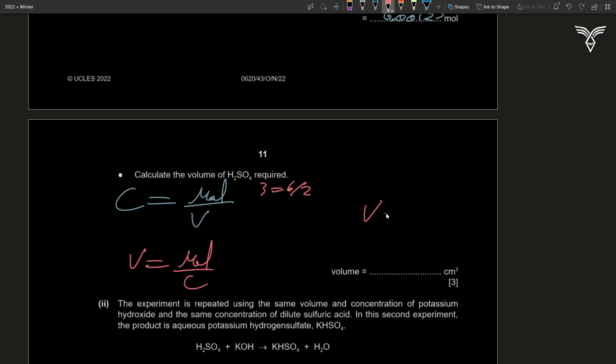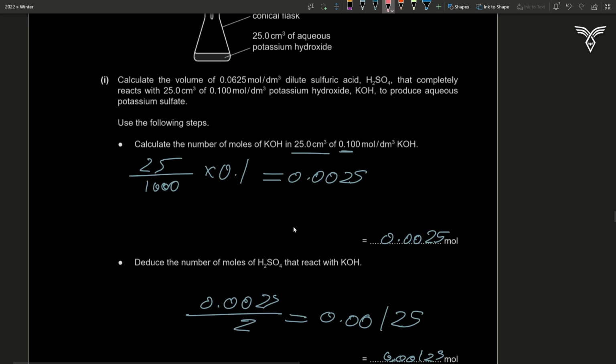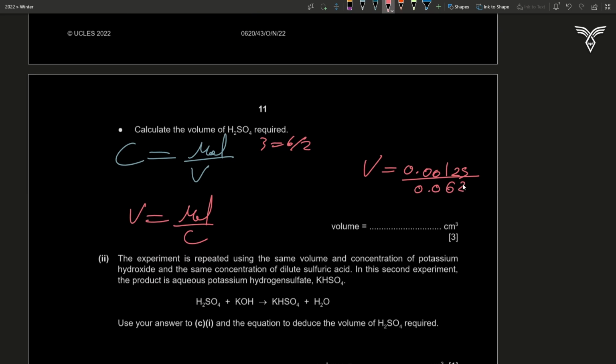يبقى V here is equal to المولز اللي عندنا كانت 0.00125 و الكونسنتريشن كانت كام؟ اهي 0.0625. هيقوم مطلع لك a value of 0.02 decimeters cubed، وهو عايز الانسر in centimeters cubed. من decimeters to centimeters multiply by 1000. ف if you multiply by 1000 your answer is going to be 20 centimeters cubed.